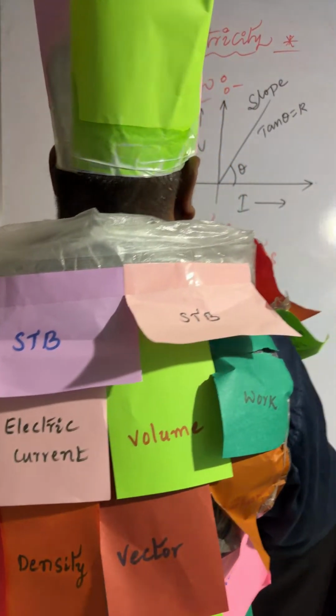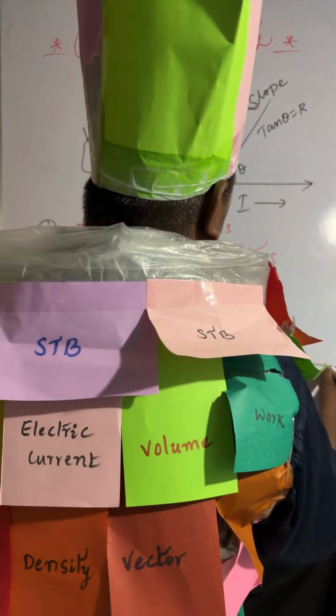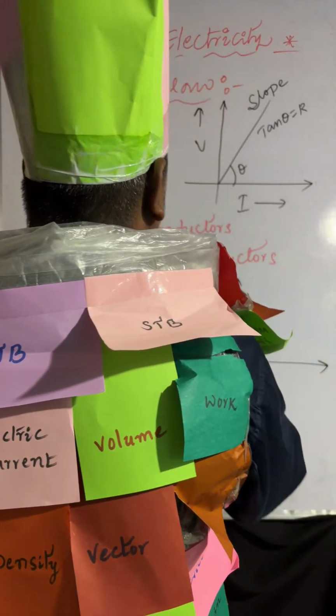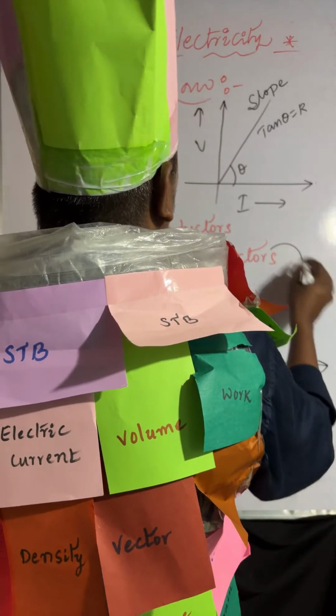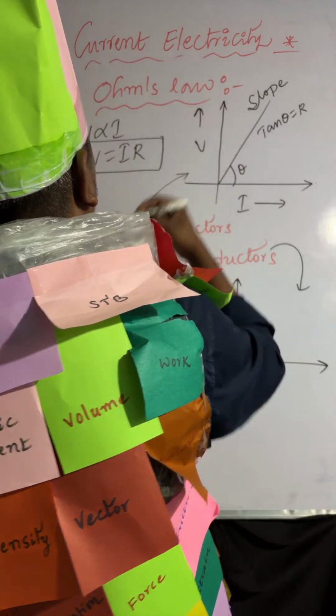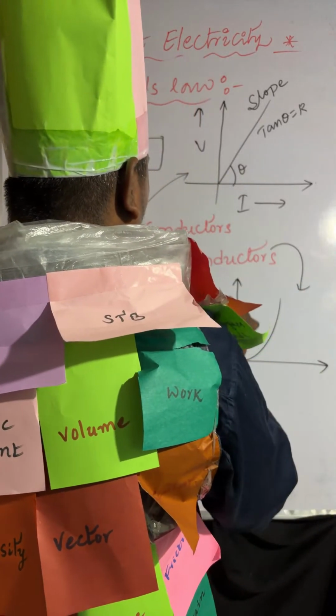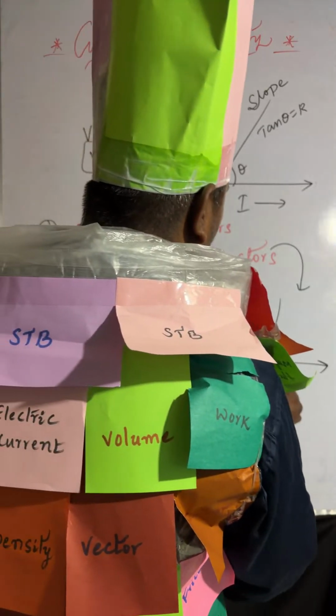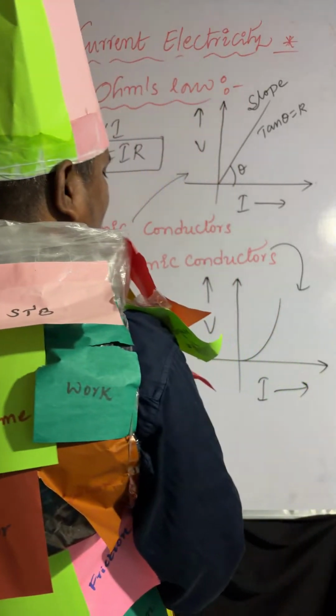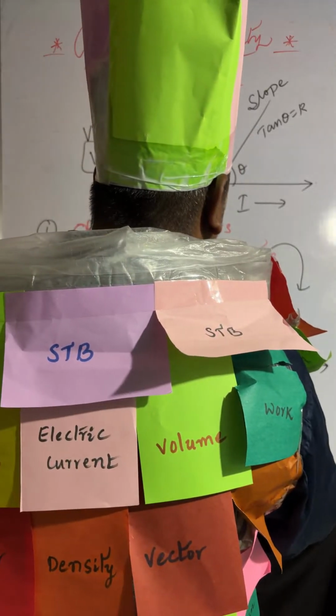Now we can take the graph for non-ohmic conductors. This is for non-ohmic conductors, and that was for ohmic conductors. The graph is like this, V on the y-axis, I on the x-axis. Here you can observe V1.